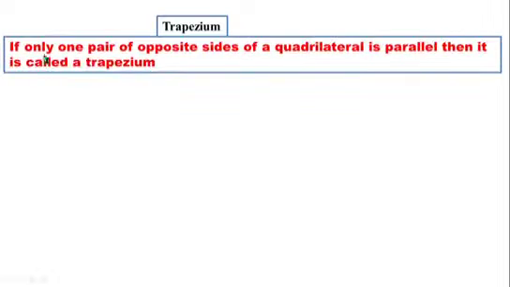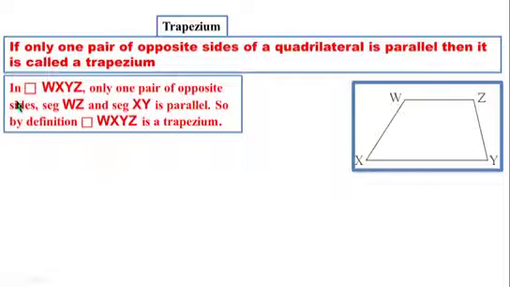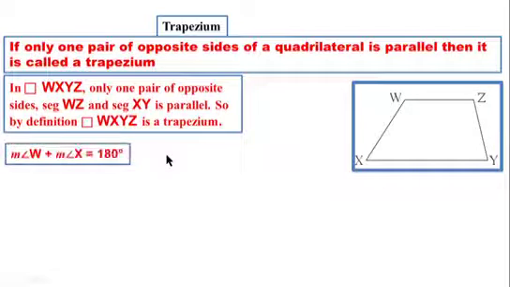Trapezium. If only one pair of opposite sides of a quadrilateral is parallel, then it is called a trapezium. See this figure. In quadrilateral WXYZ, only one pair of opposite sides, segment WZ and segment XY, is parallel. So, by definition, quadrilateral WXYZ is a trapezium.